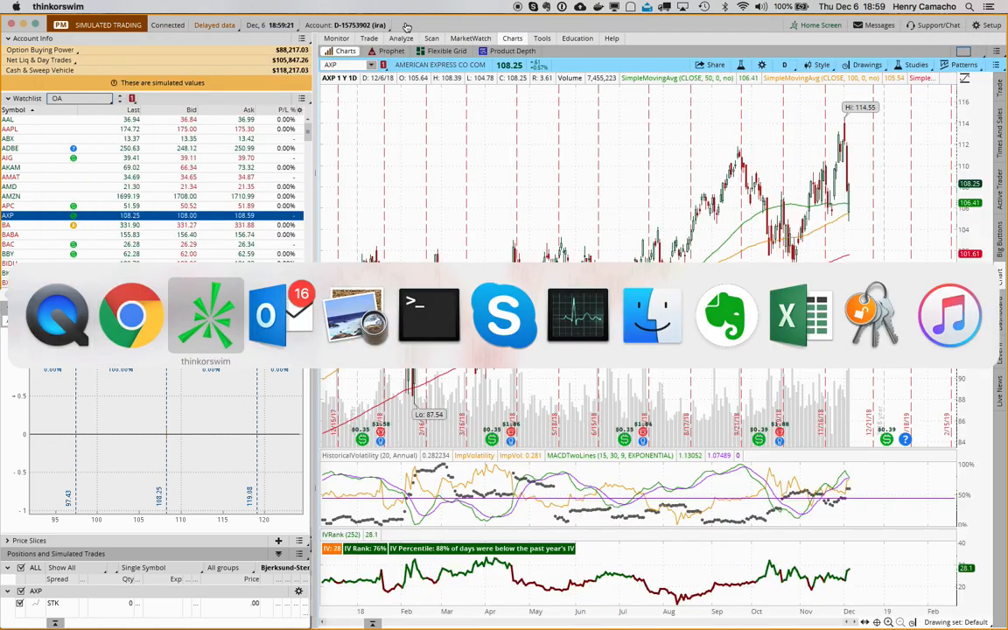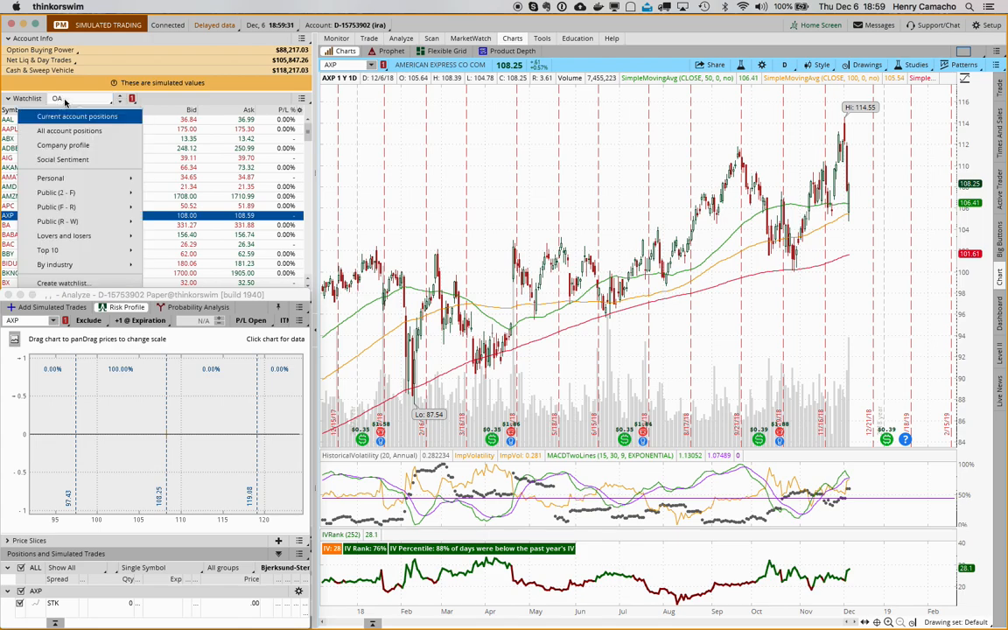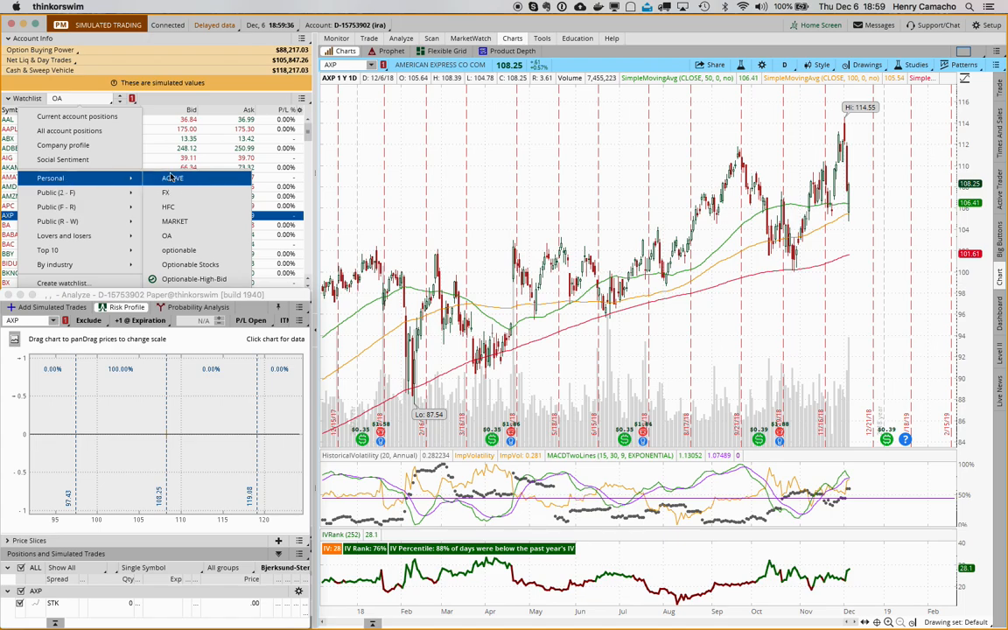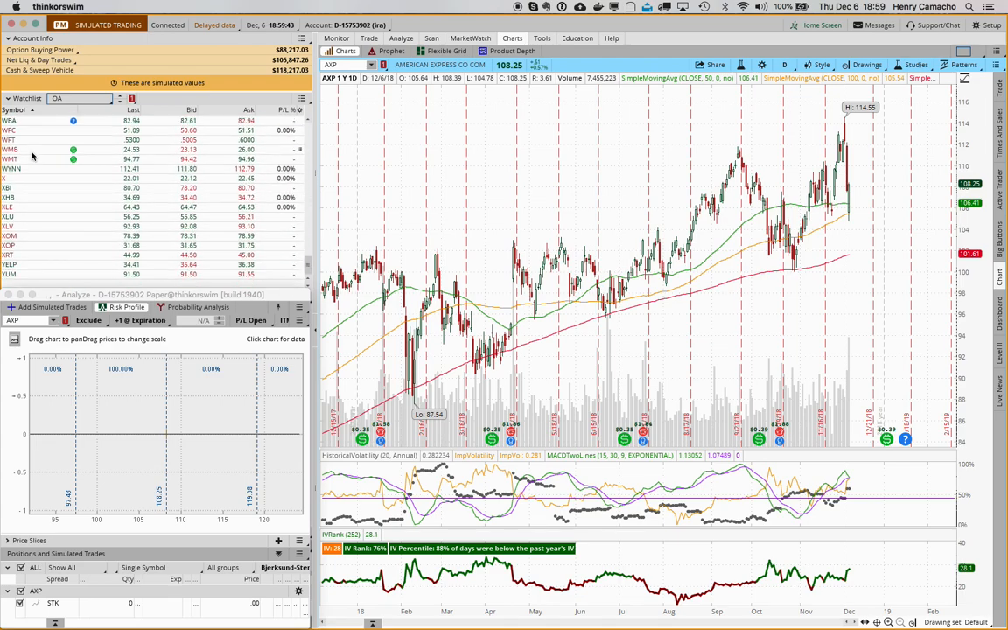Last of the way I pick positions. So right now I have a watch list in Thinkorswim that has several personal watch lists. There is the OA, which is the Options Alpha list that's tracked in their toolbox.